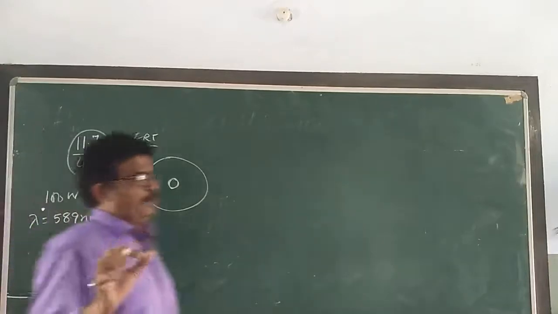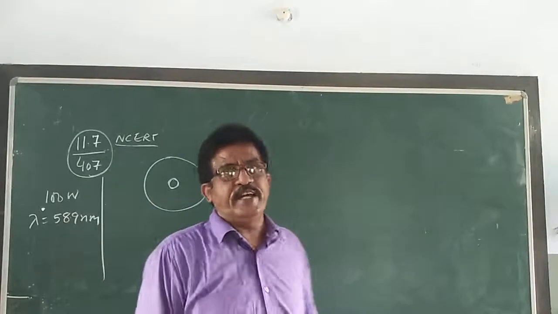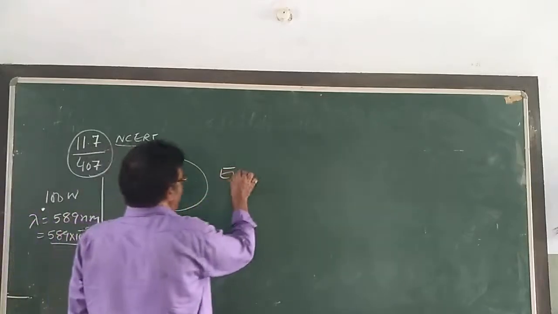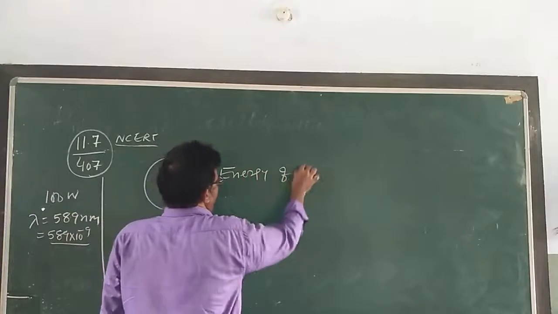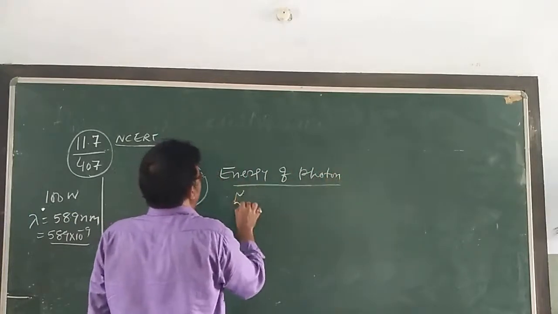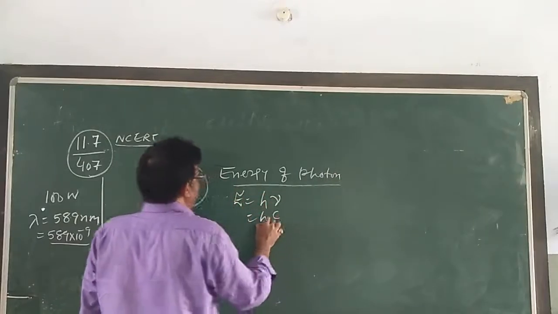What do you mean by nm? Nm stands for nanometer. So I can write here 589 into 10 raised to power minus 9. What is the energy per photon associated with the sodium light? You have to find the energy of the photon. You know very well the formula of energy of a photon: E is equal to h nu, that is hc by lambda. That is our formula.